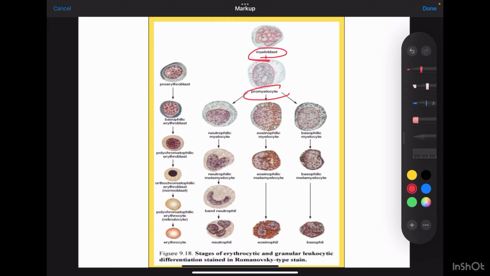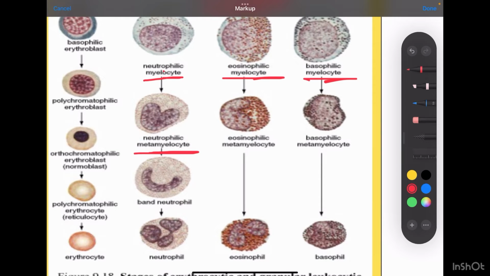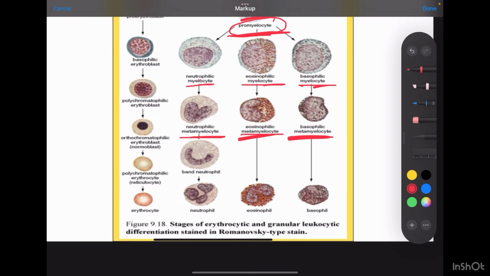We will get the promyelocyte, and then from the promyelocyte we will get the myelocyte. Now we have the neutrophilic myelocyte, the eosinophilic myelocyte, and the basophilic myelocyte. From the myelocyte we will get the metamyelocyte. We have the neutrophilic metamyelocyte, eosinophilic metamyelocyte, and basophilic metamyelocyte.